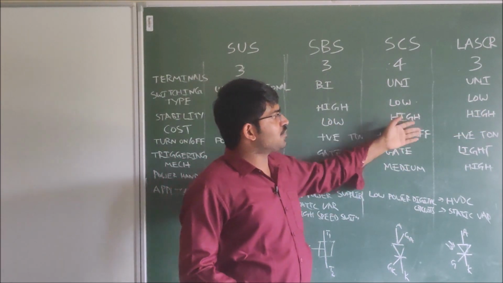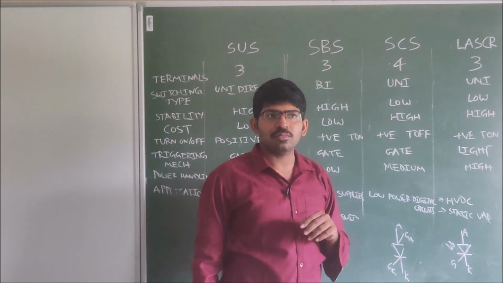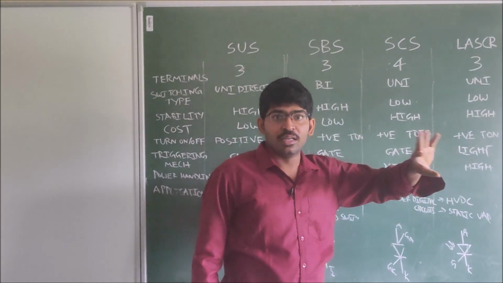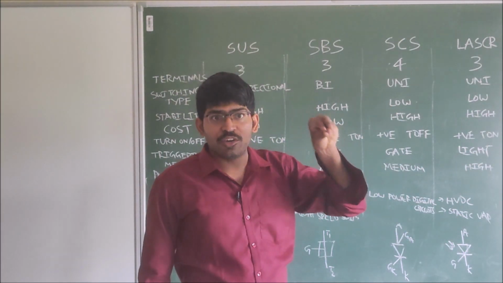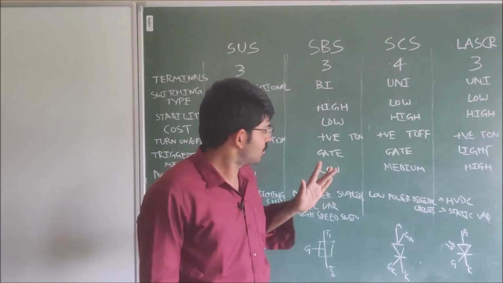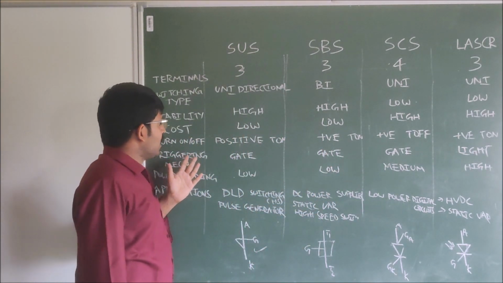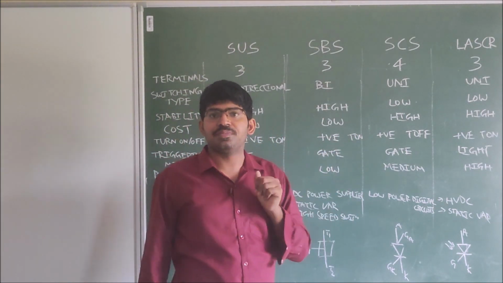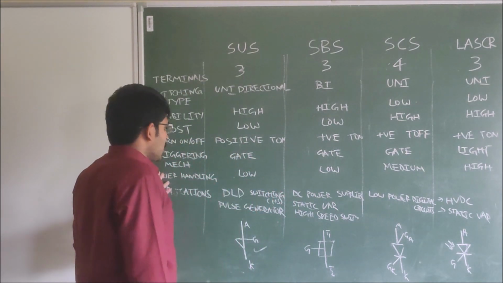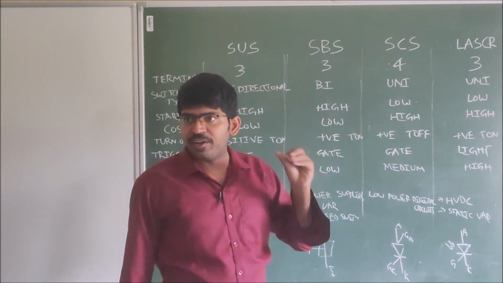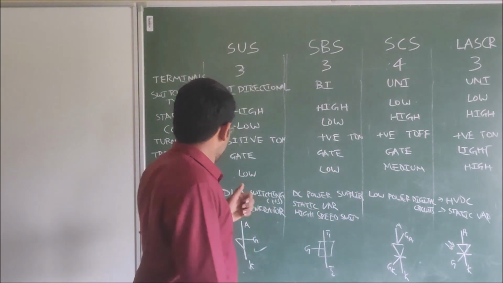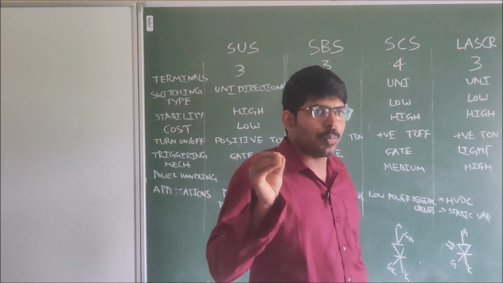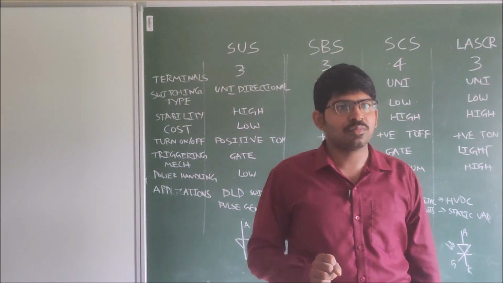Why the cost is increasing for SCS and LASCR? Because of two gates, and here a special equipment is required to make sure that light falls exactly on the junction. Triggering mechanism. Triggering mechanism in which device is due to light? Power handling capability is high where? Very good. Where we can use, which device we can use for the low power circuits? Okay.